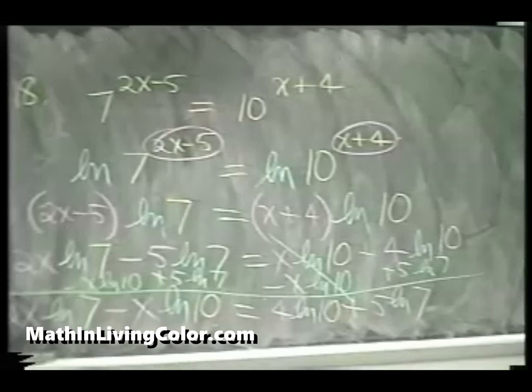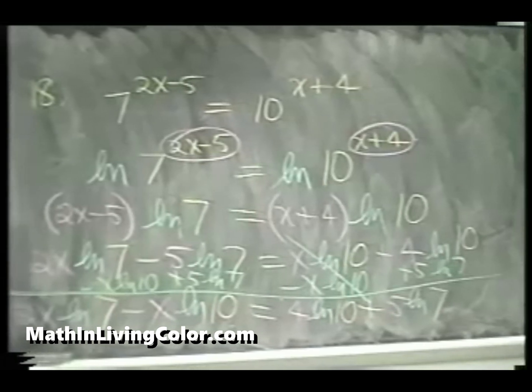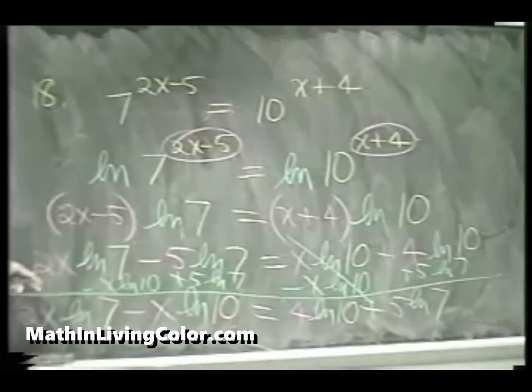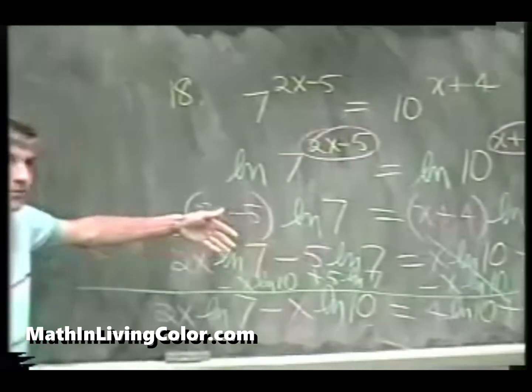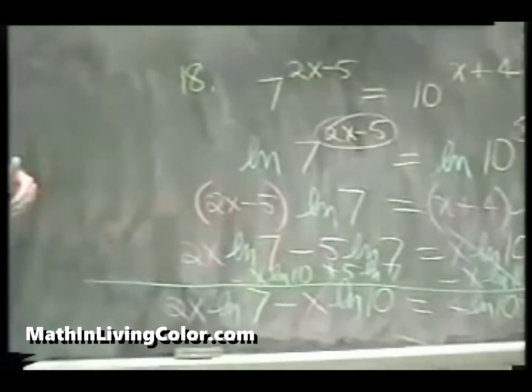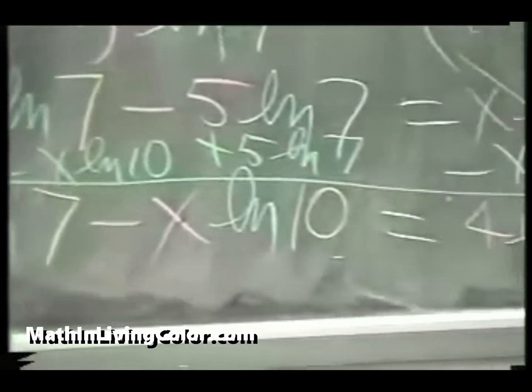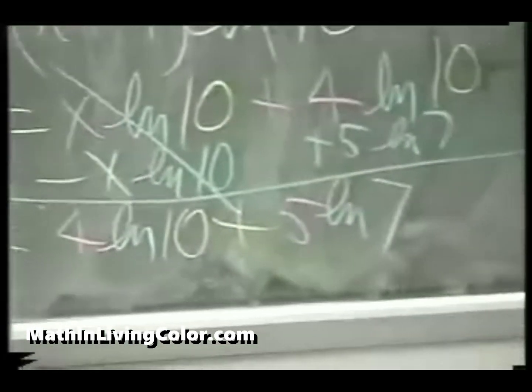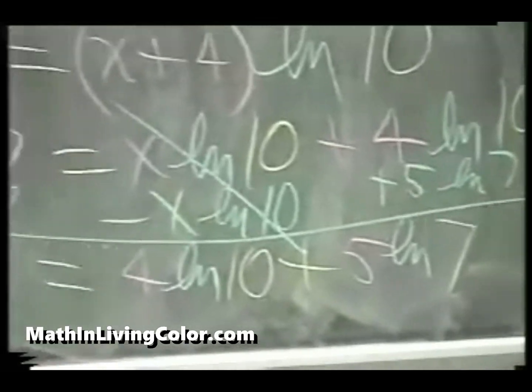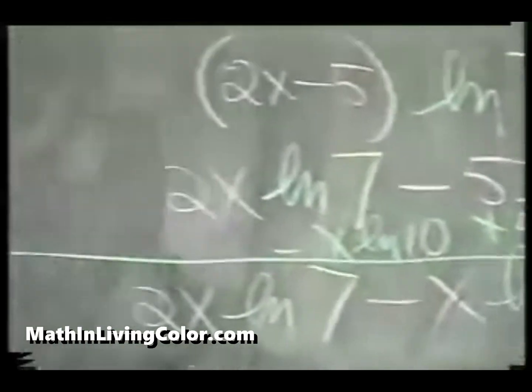Now, we still got x's all over the place, so what should we do? X here, x there. Yeah, but the elements are different, so you can't just subtract them. No, they're not like terms, so you can't subtract them. What you'll have to do is factor out the x. Remember that trick? Factor out the x.